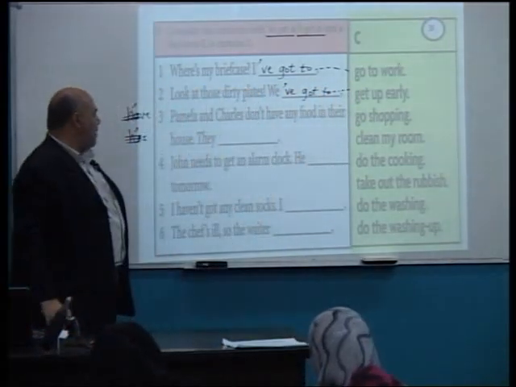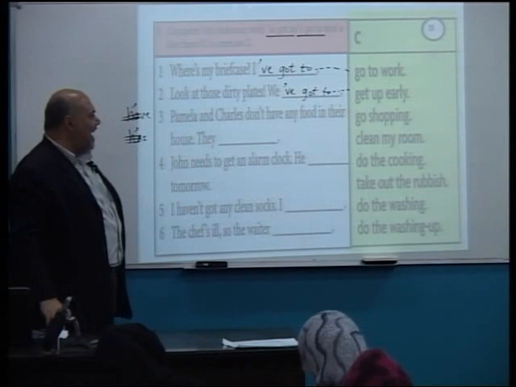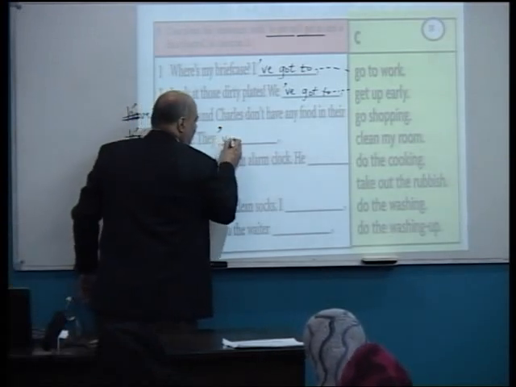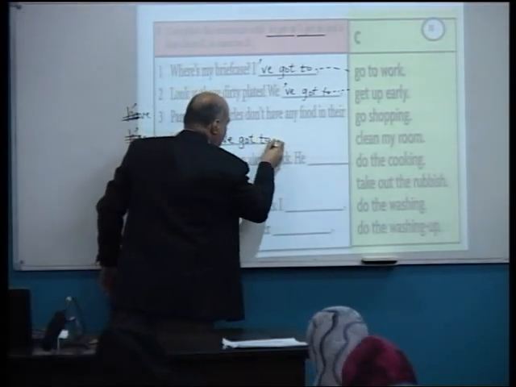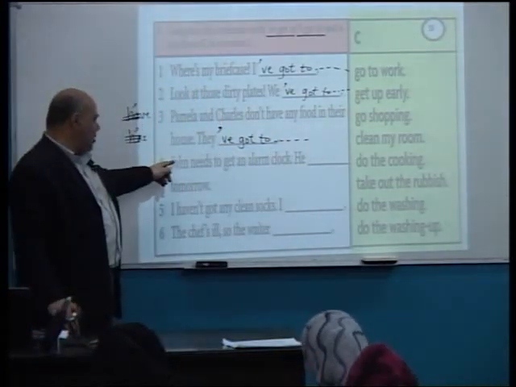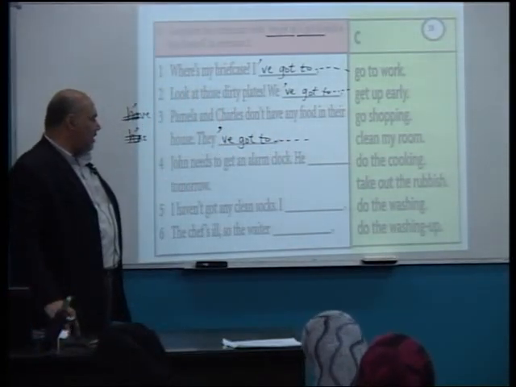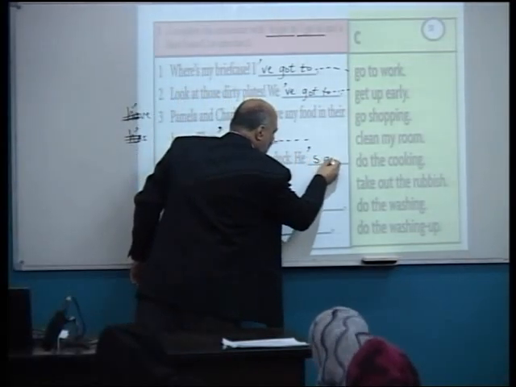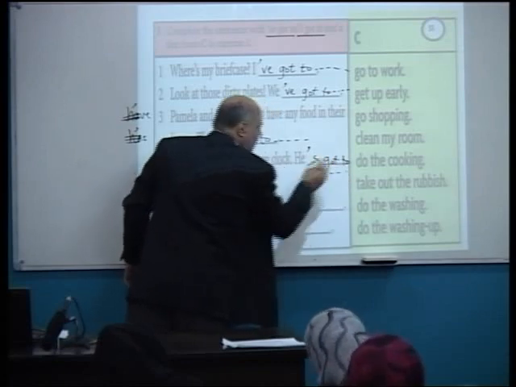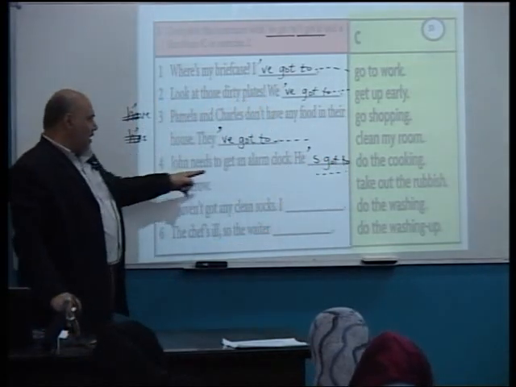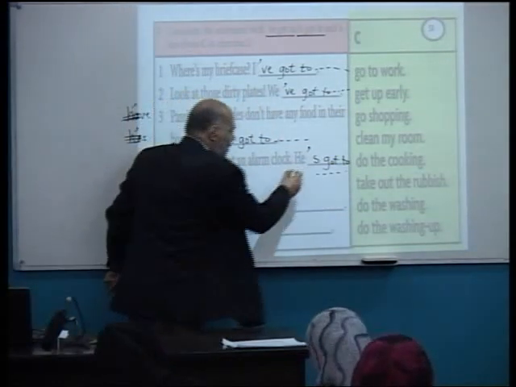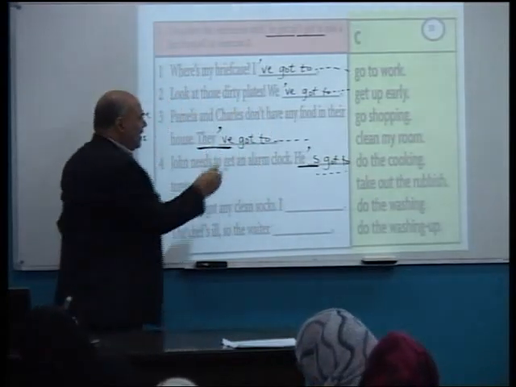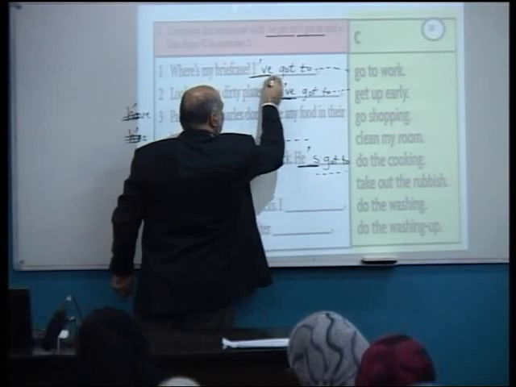Number 3: Balima and Charles don't have any food in their house. They've got to. Number 4: John needs to get another alarm clock. He's got to. So here he's got. Why? He. But here they, here we've, here I.